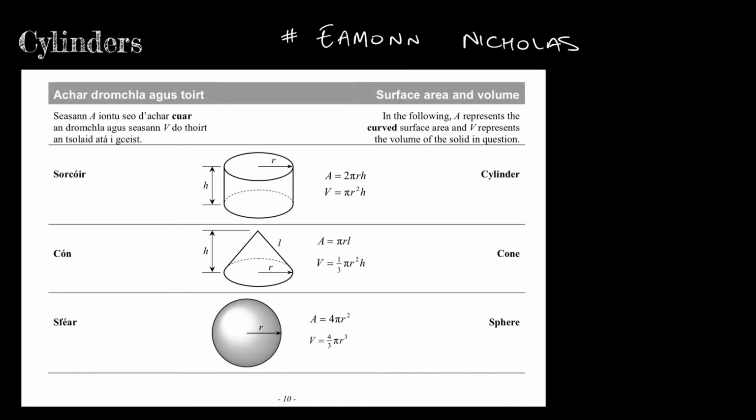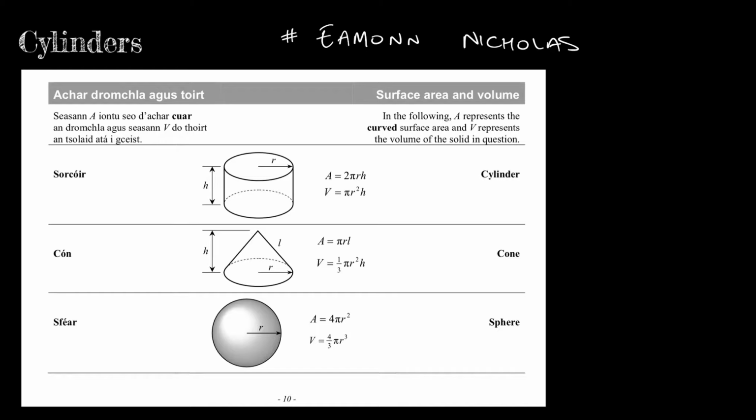of a cylinder. First thing to look at there is the volume of a cylinder. So the volume of a cylinder is the exact same as what we've seen before. So the volume is pi r squared h.